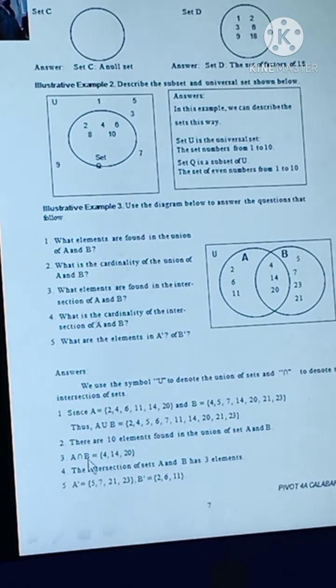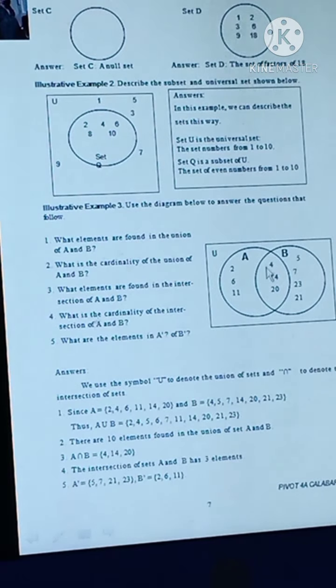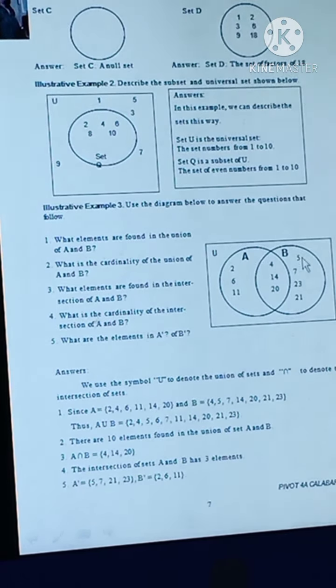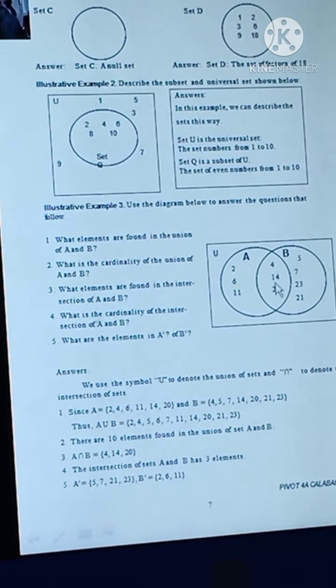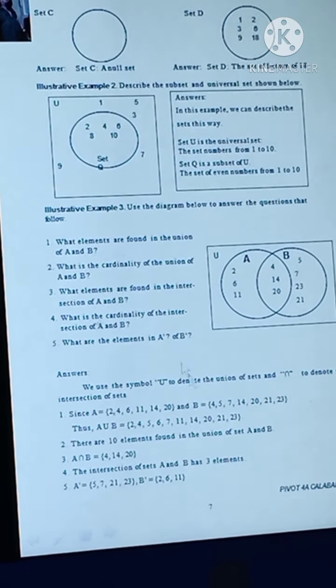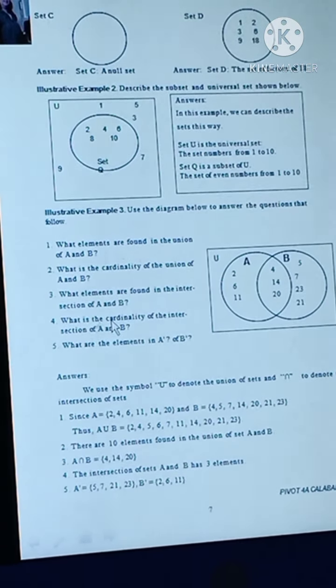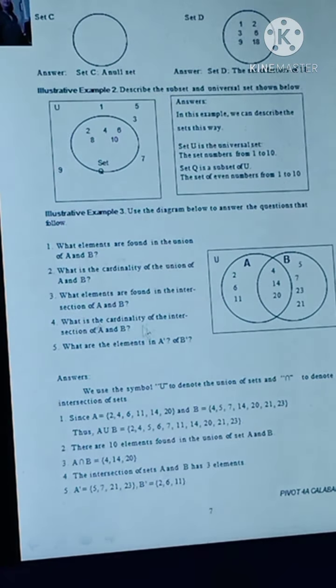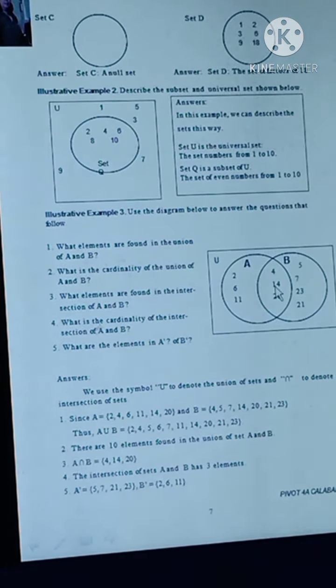Next, number 3. A intersect B. So, 4, 14, and 20 only. Here is the intersection of A and B. Meaning to say, it overlaps. So, your answer is only the 3 elements: 4, 14, and 20. Okay na. Number 4, the intersection of sets A and B has 3 elements. So, going back to the question, it is what we call the cardinality of the intersection of A and B. So, ito lang, the 3 elements.